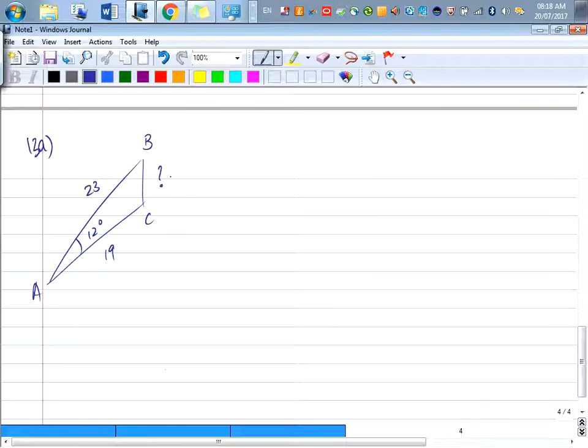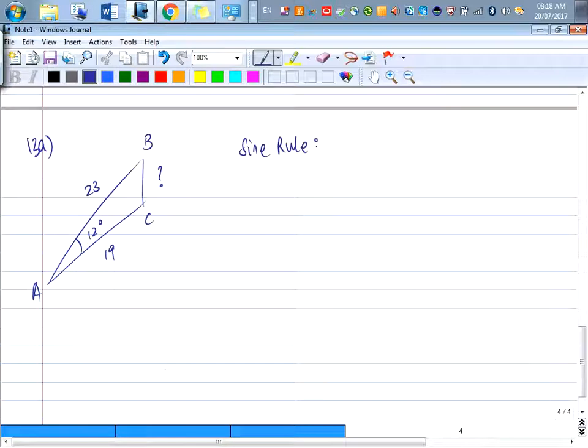Okay, how to find the length of BC? Number, you don't answer. Irfan, how do I find the length of BC? Which rule should I use? Teja, don't tell him the answer. You must think. Which one? Sine rule, okay.